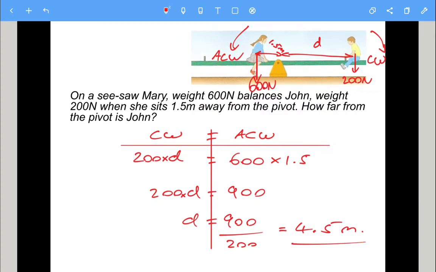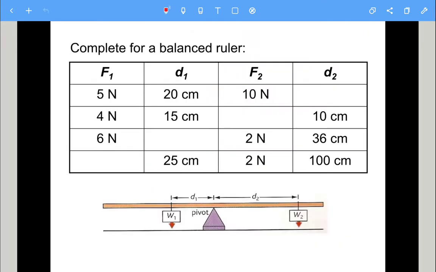Pretty big seesaw. I don't know if I've seen one that big. Maybe you have. Right, so hopefully that's okay. If you want to redo that, just rewind, have another go. And then let's try another one. By other one, I mean other four, by the way.